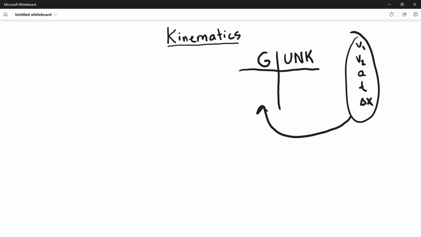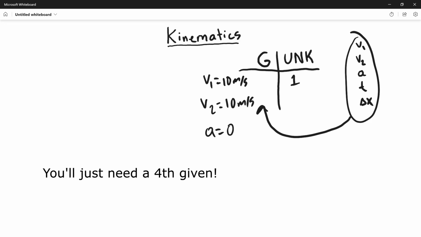In order to apply kinematics equations, you need 3 of these in your given, and you're going to put what you're trying to find in the unknown. So you only need 1 unknown, because you can't find 2 unknowns using 1 equation. The only exception to this is if v1 and v2 are the same. If v1 is 10 meters per second and v2 is also 10 meters per second, that's the exact same thing as just saying the acceleration is 0. So if you have these 3 and these 2 are the same, that's the only situation where this doesn't work, so you would need a 4th, okay?